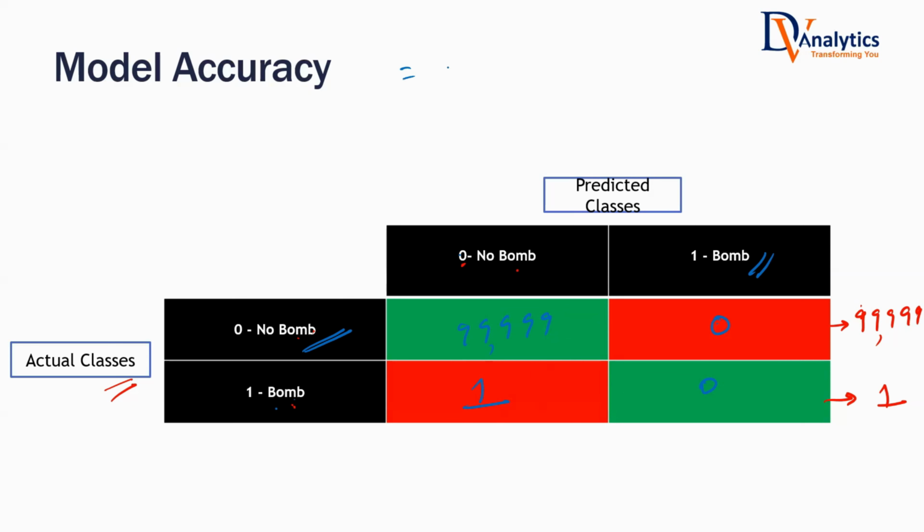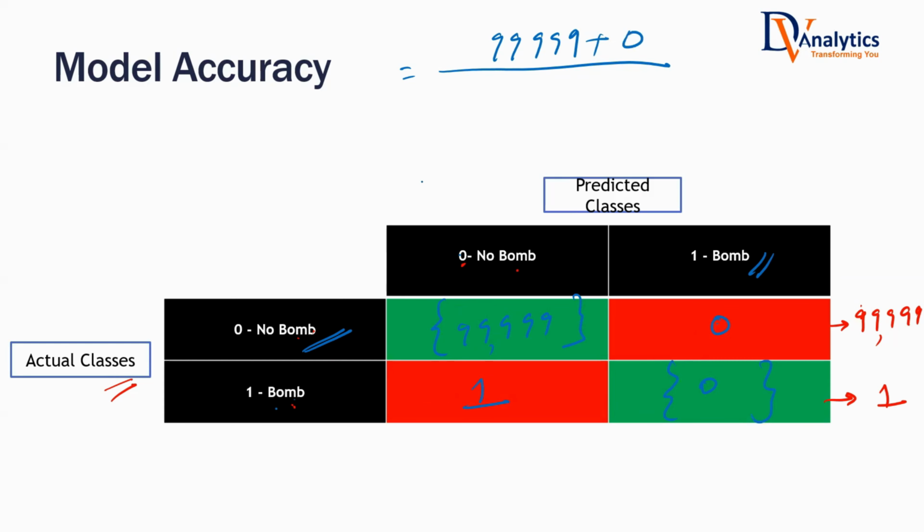Now, can you tell me the formula for accuracy? What should I write in the numerator? How do you find the accuracy? What is the formula? It is 99,999 plus 1. This is predicting 0 as 0 and predicting 1 as 1, right? These are the right predictions. Predicting 0 as 0, predicting 1 as 1.